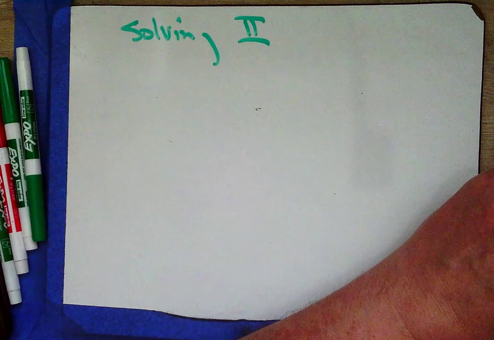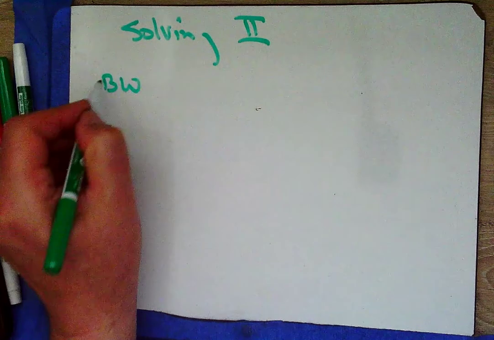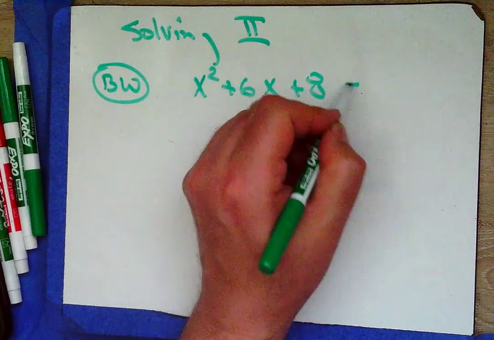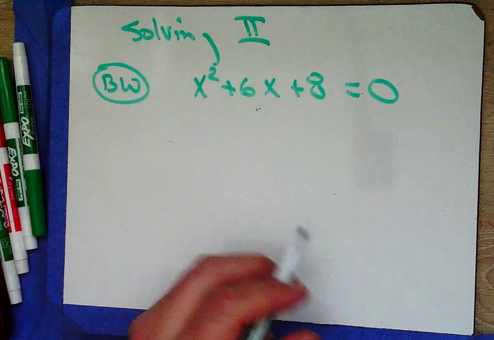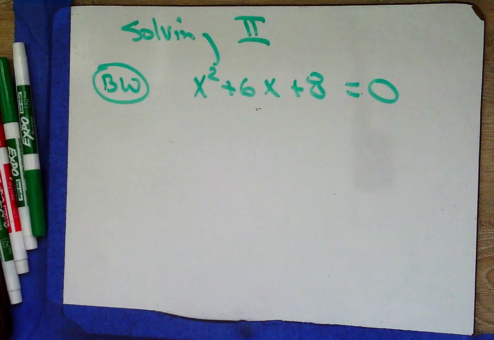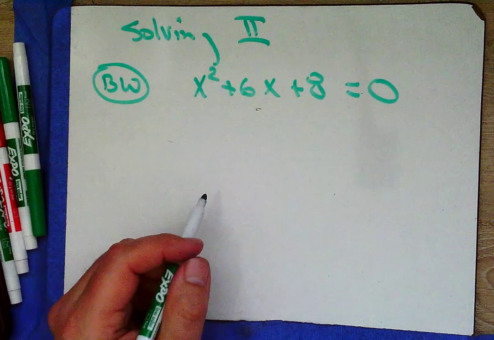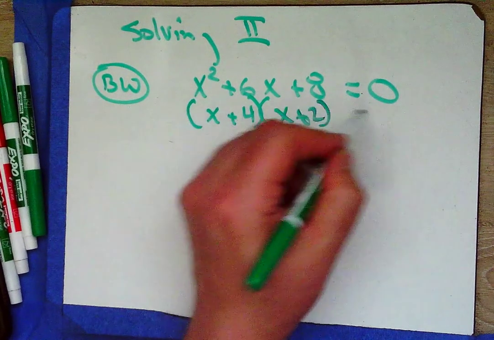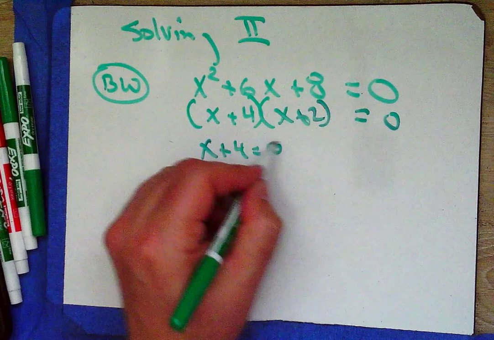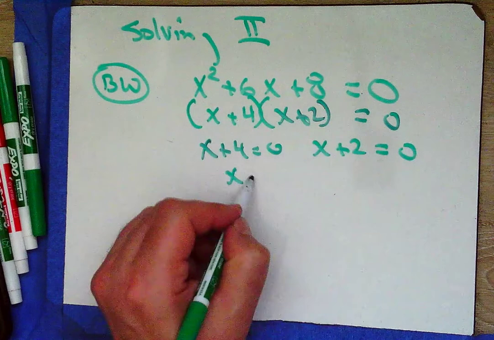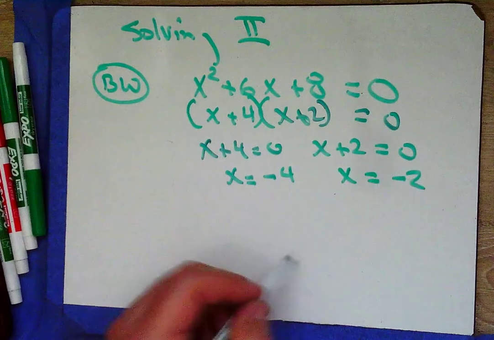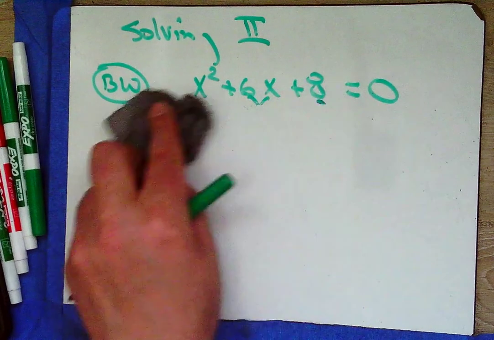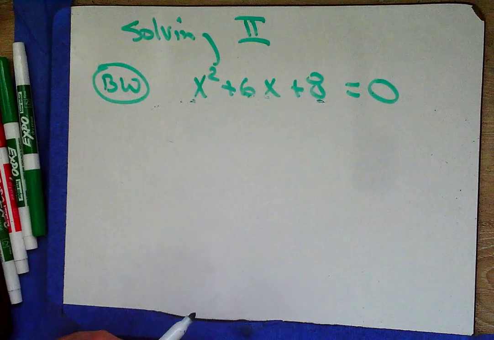So let's start with, of course, some bell work, where we solve this equation. Okay, we solve that equation. Welcome back. That's x plus 4, x plus 2. So x plus 4 equals 0 and x plus 2 equals 0, and you get x equals negative 4 and x equals negative 2. And that's great. But, oh, by the way, I meant to say solve this by completing the square. So will you please solve this by completing the square?